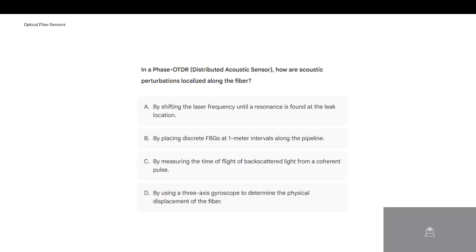Option B. Option B, discrete FBGs. B or D? Okay, this one. But there is no placing of these along the pipeline. No, this is not the correct one.